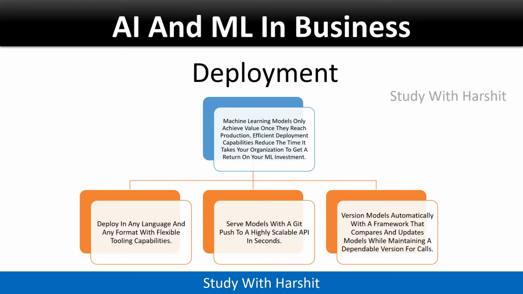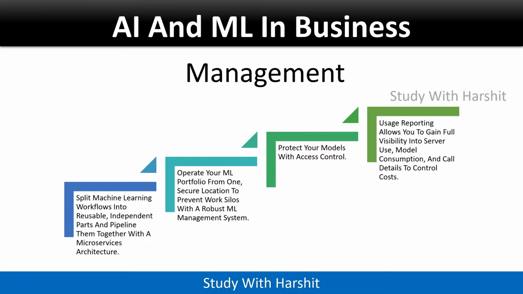Serve models with a single push to a highly scalable API in seconds. Version models automatically with a framework that compares and updates models while maintaining a dependable version for calls. Management. Split the machine learning framework into reusable independent parts and pipeline them together with a microservices architecture.